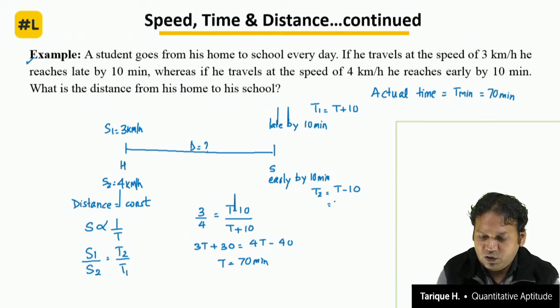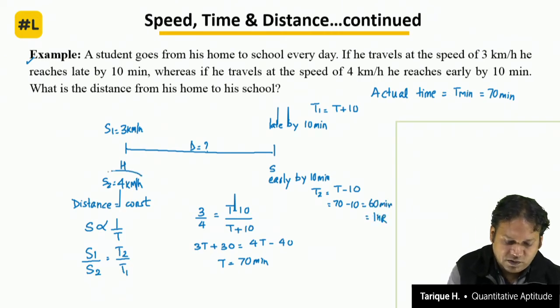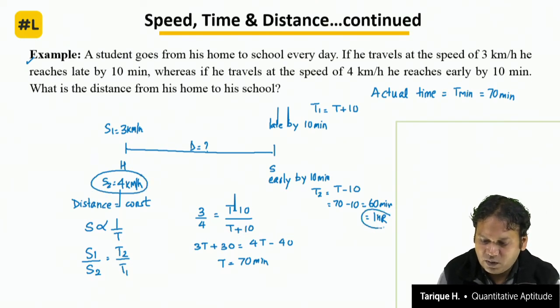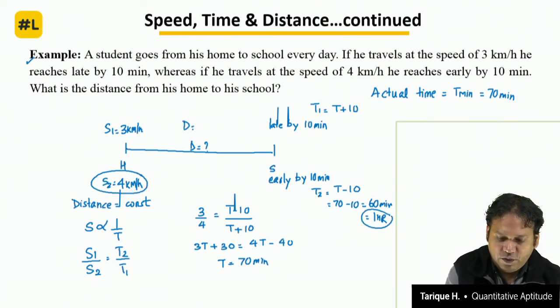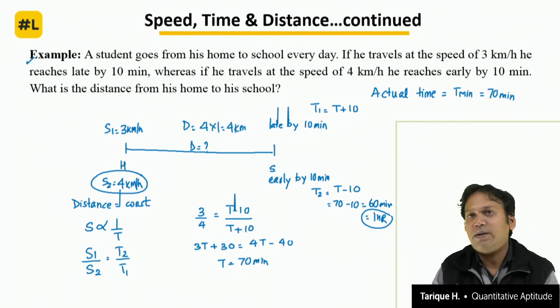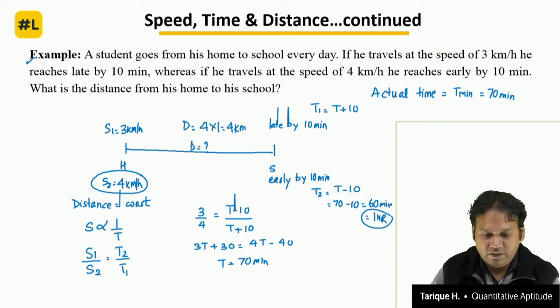So T2 will be equal to how much? 70 minus 10, 60 minutes or 1 hour. Speed is how much? 4 kilometers per hour. Time is how much? 1 hour. So distance will be 4 into 1, that is 4 kilometers. That is how you solve this question to get the answer. Alright, 4 kilometers.